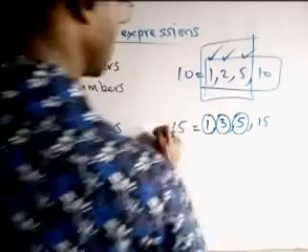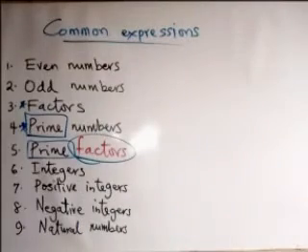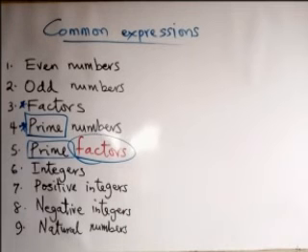I need to clean the board so I can have more space. Integers. Integers are, what would I call it now? Say integers are countable numbers, countable whole numbers. When I say countable whole numbers, I mean positive and negative.